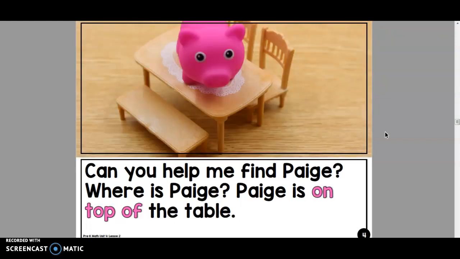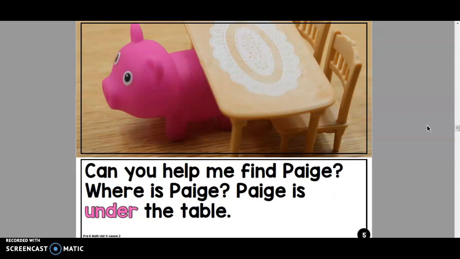Can you help me find Paige? Where is Paige? Paige is on top of the table. See how she's on top? The table's right here and she's on top of the table. Can you help me find Paige? Where is Paige? Paige is under the table. She's under the table. The table's right here and she's under it.